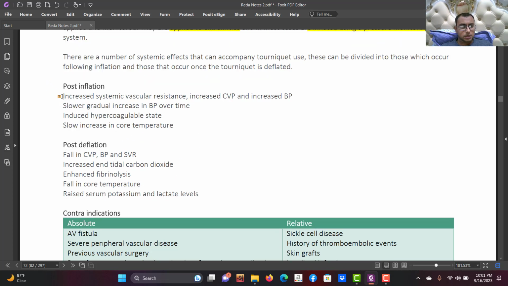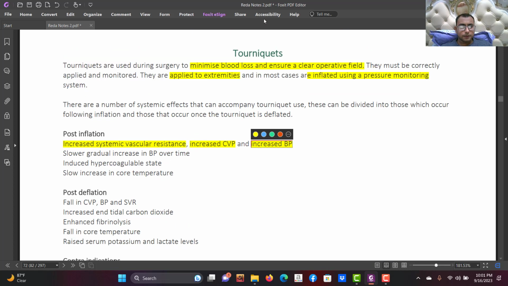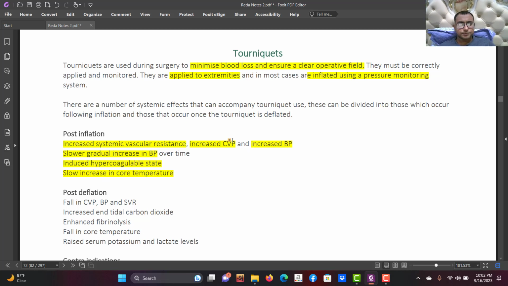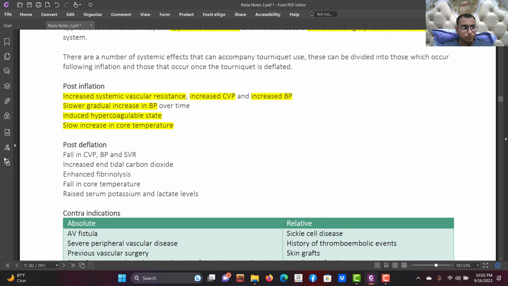So post inflation, there is increased systemic vascular resistance, increased cerebral venous pressure, and increased BP after the tourniquet is established. There is a slower gradual increase of BP over time, a hypercoagulable state, and a slow increase in core temperature. Questions can be asked from this physiological portion. Post deflation, there is a fall in CVP, BP and SVR, an increase in end-tidal carbon dioxide, a fall in core temperature, and raised serum potassium and lactate levels.